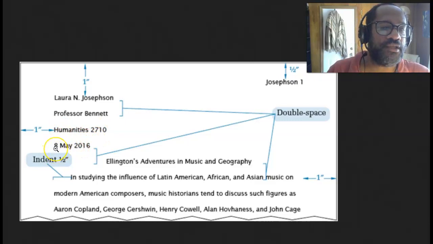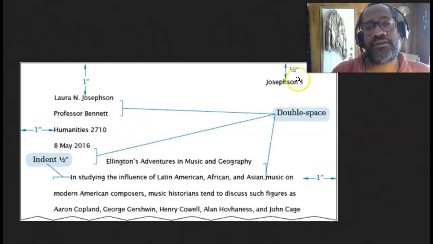And then you have the date, and it goes by the day, the month, and then the year, no commas. And we do it like that. And then in the top right-hand corner, we have the last name and the page number.